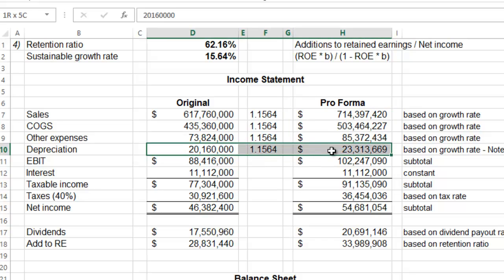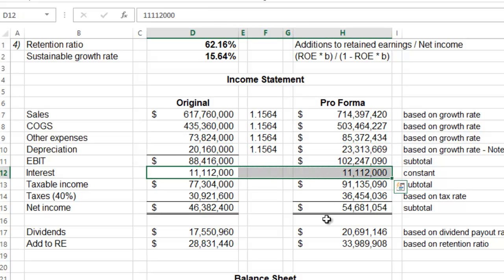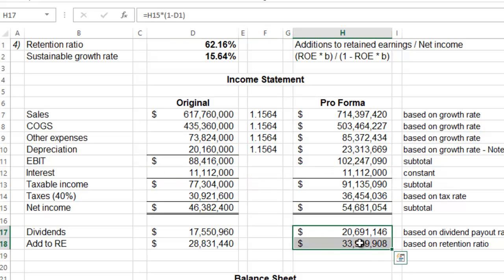Remember, depreciation is a very special case here. We had to make some pretty strict assumptions to get that number. Then the only other real trick is to hold interest constant. If we do that, the rest of the income statement just falls out from mathematics. And then these 2 items down here we determine by assuming they'll have the same pattern as they did last year: 62% of net income to retained earnings, the remainder to dividends.